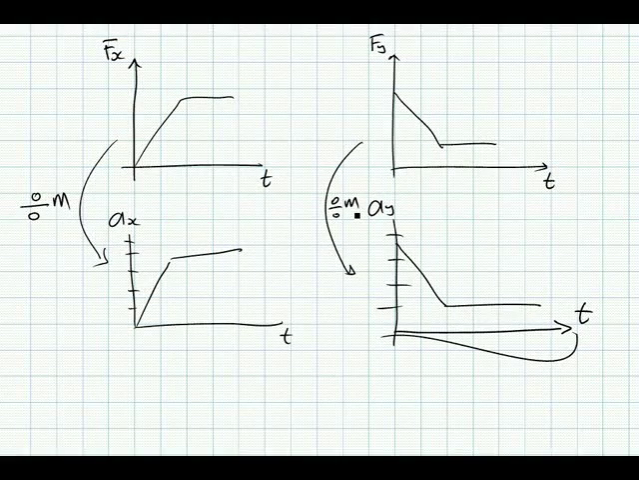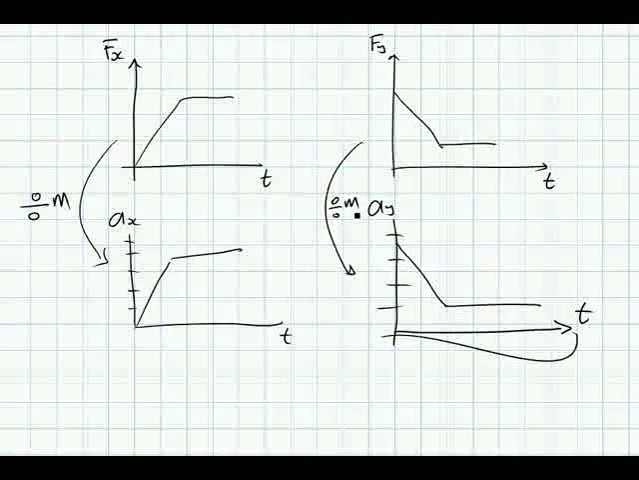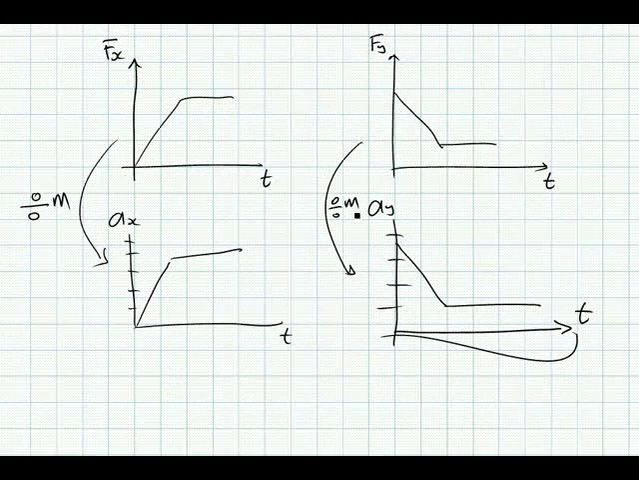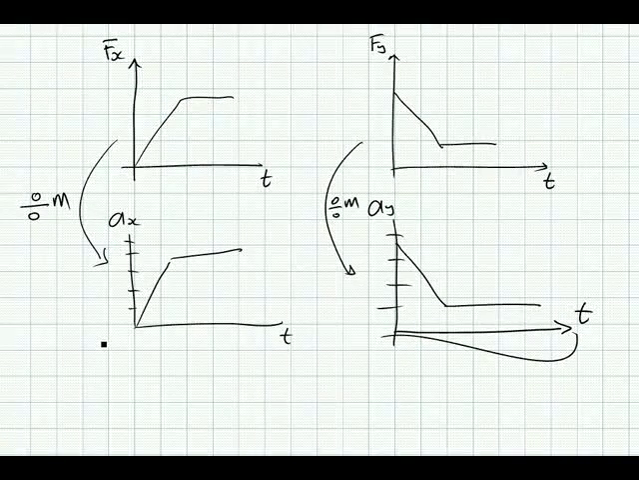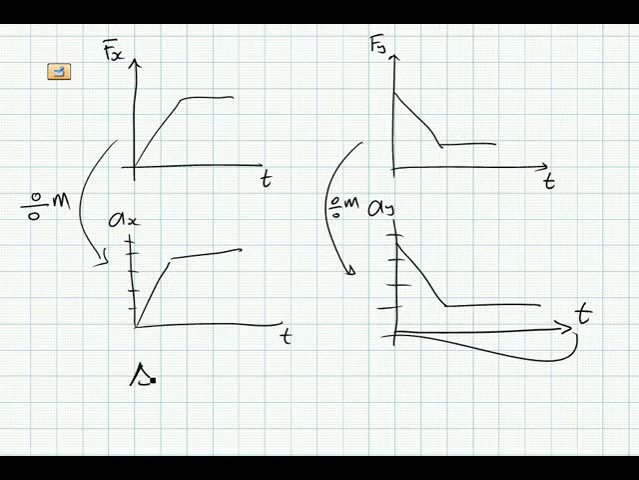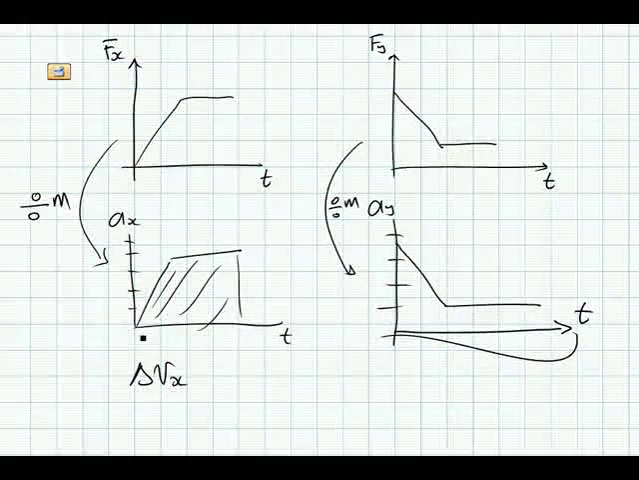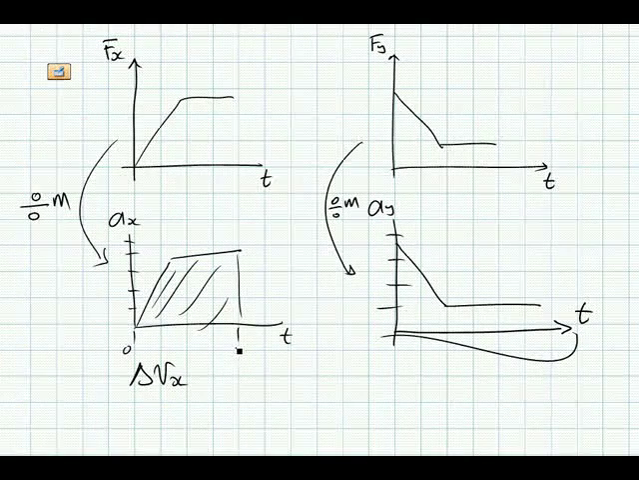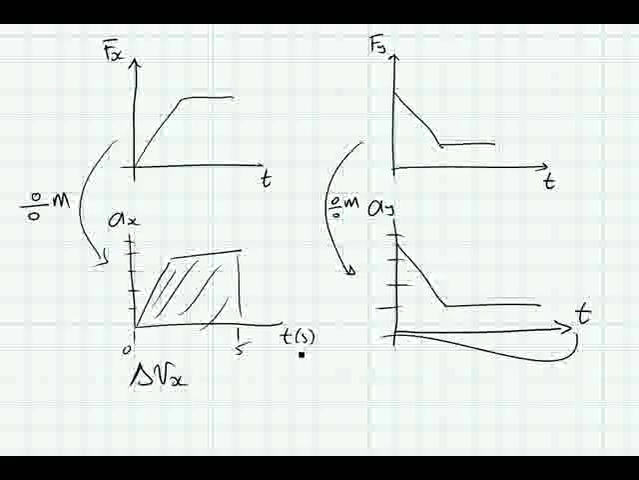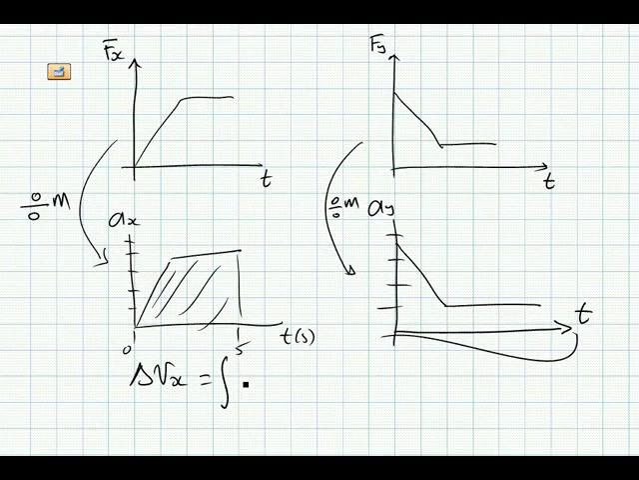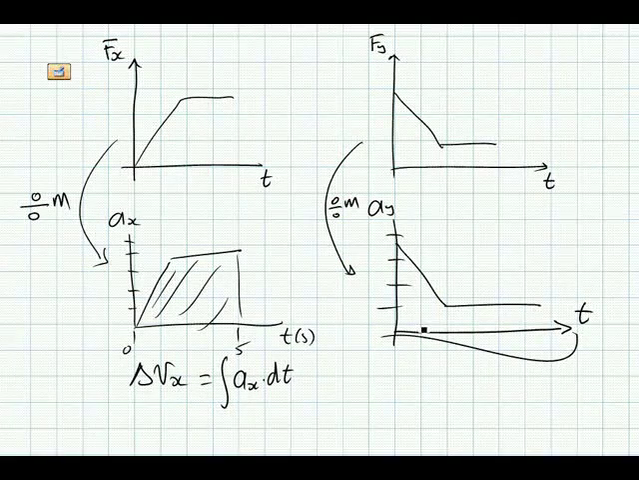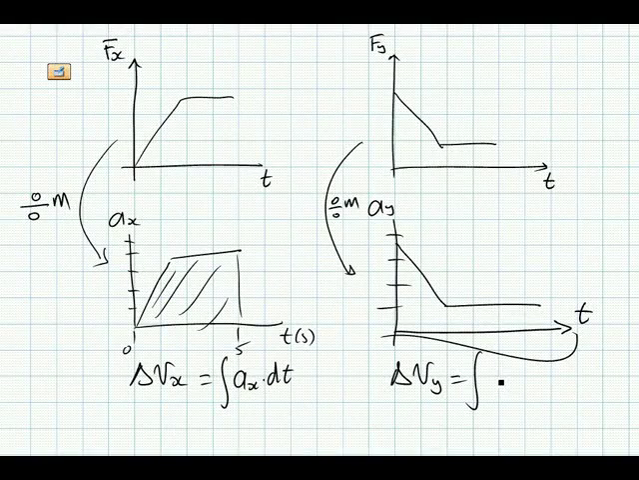So the shape doesn't change, but as I said, the scale changes because what you do is simply divide the force by mass. Okay, and now that you've determined ax and ay versus time, you can go ahead and calculate, for example, change in velocity x by looking at the area under the curve here. So if you're interested in change from 0 seconds to whatever it is, 5 seconds, for example, delta Vx is given by the area under ax dt. And you can calculate delta Vy in a similar manner by looking at the area under ay dt.